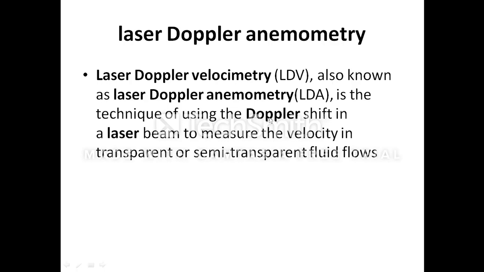This method measures using the Doppler shift in the laser beam. Based on the fluid flow, the Doppler shift will come, and based on the Doppler shift, we measure the fluid flow. Here we need to use the laser beam to measure the velocity in transparent or semi-transparent fluid. Completely non-transparent fluid we cannot measure. That is a limitation. The light should flow through the fluid. That is important.